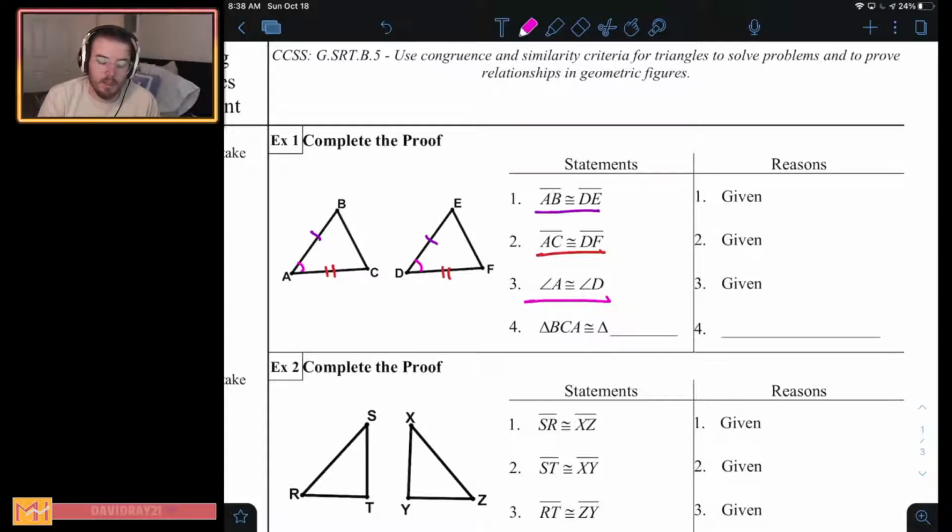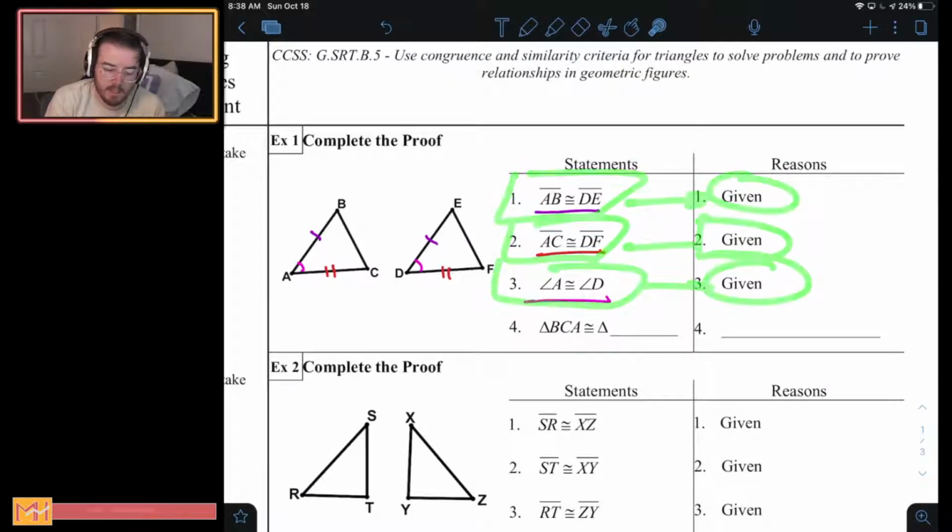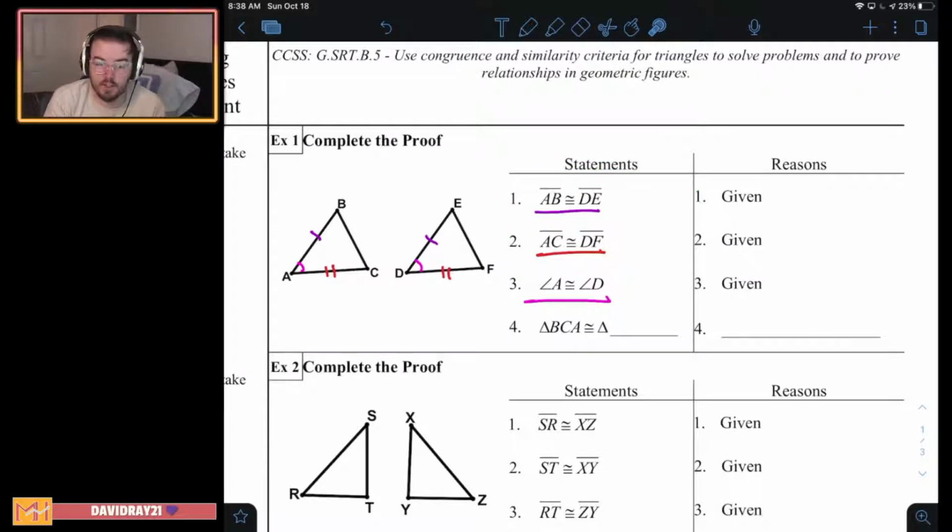So this is our proof. And how is this broken up here? We have statements. These are the things that we're trying to say, and this is the reason why. This is true because of this. This is true because of this. This is true because of this. These 3 things were given to us, and that was already filled in. But now, you as a student, us together, are trying to say why these 2 triangles are congruent.